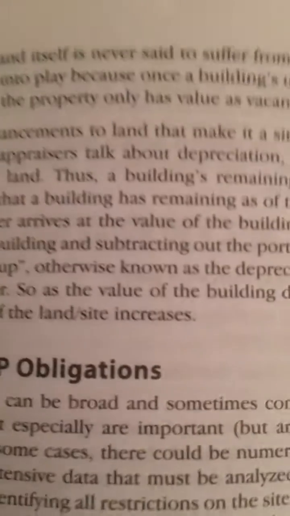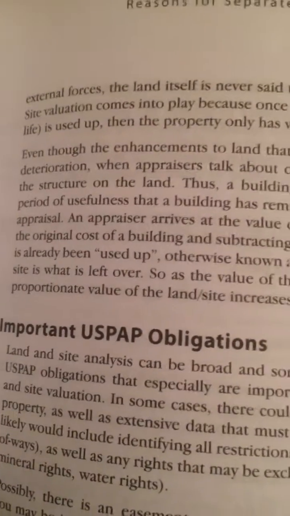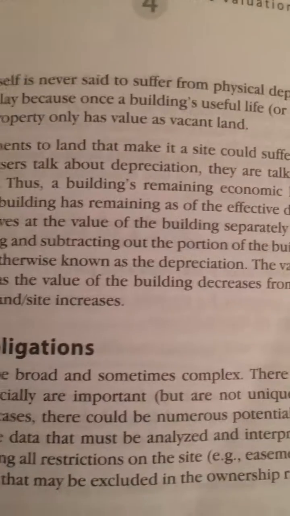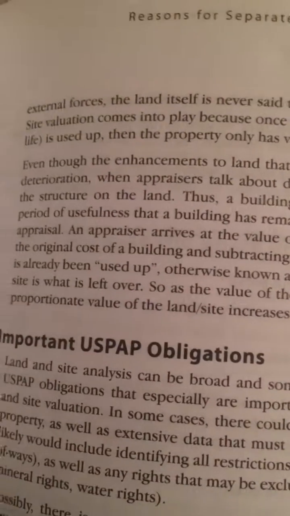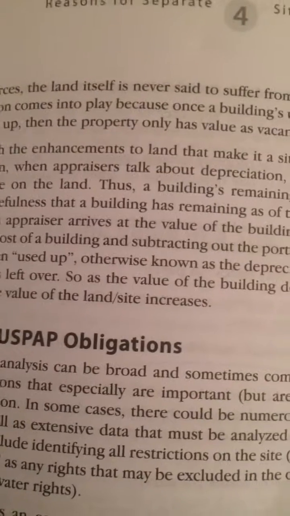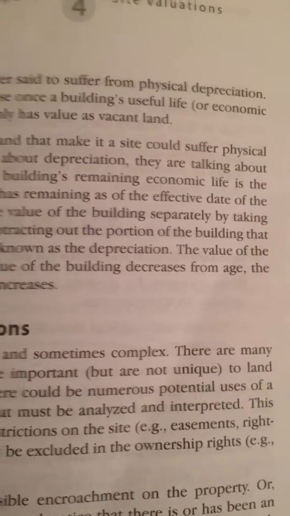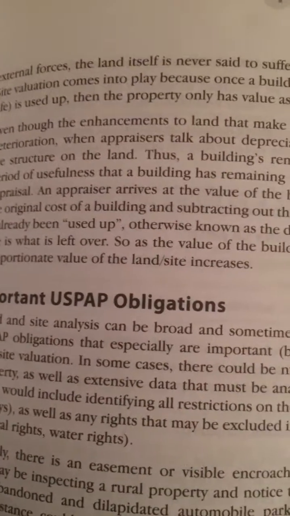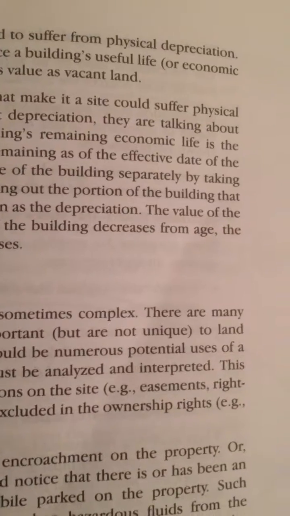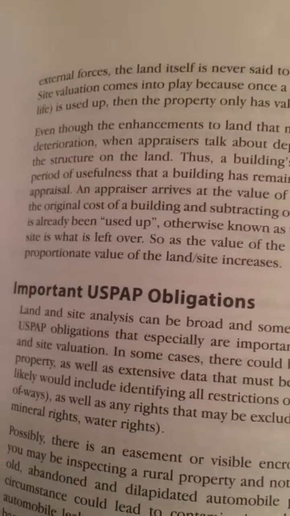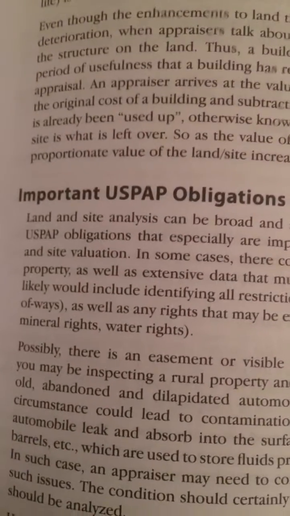An appraiser arrives at the value of the building separately by taking the original cost of a building and subtracting out the portion of the building that has already been used up, otherwise known as the depreciation. The value of the site is what is left over. So as the value of the building decreases from age, the proportionate value of the land/site increases.